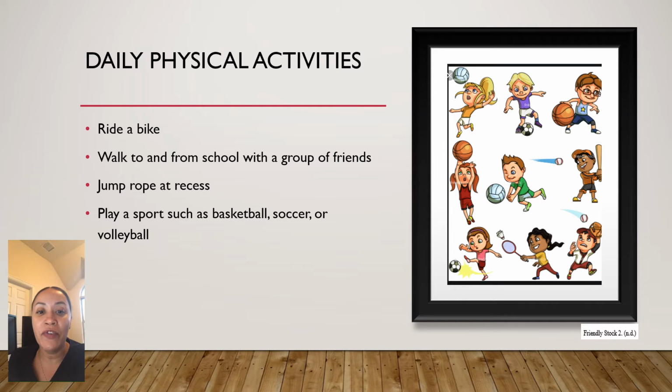So on the other side of your paper, I would like for you guys to write down some physical activities that you can do on a daily basis to help keep a normal BMI.